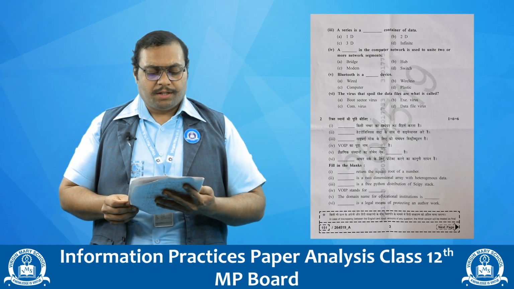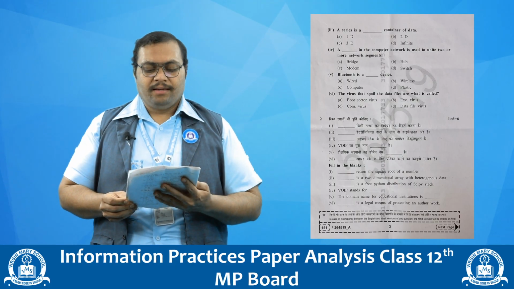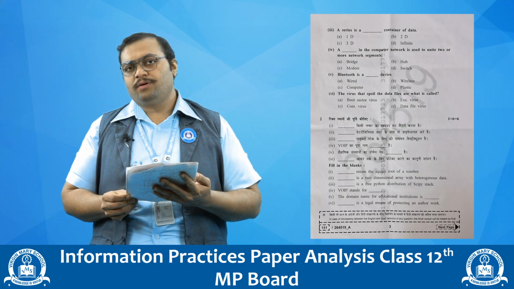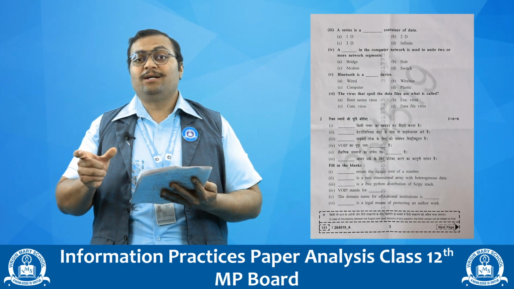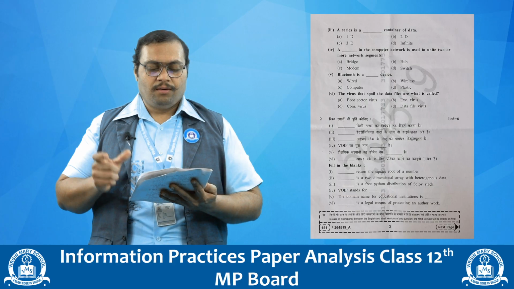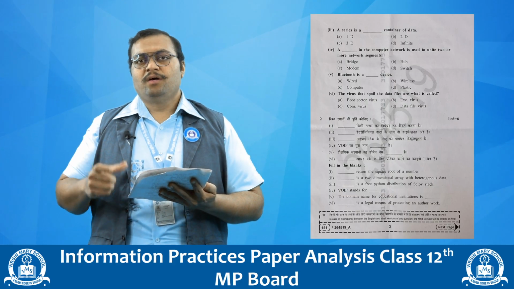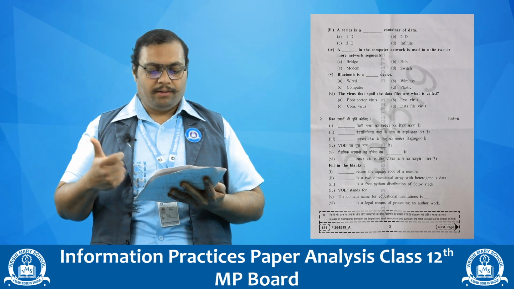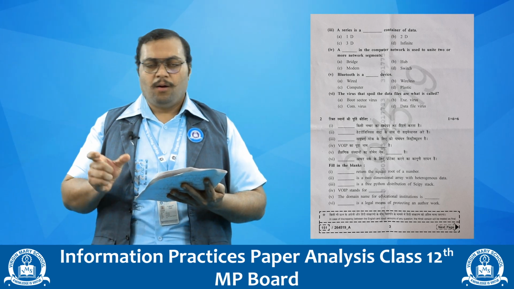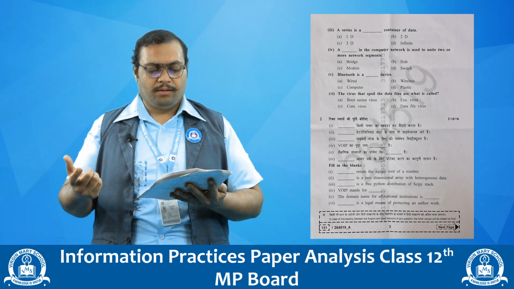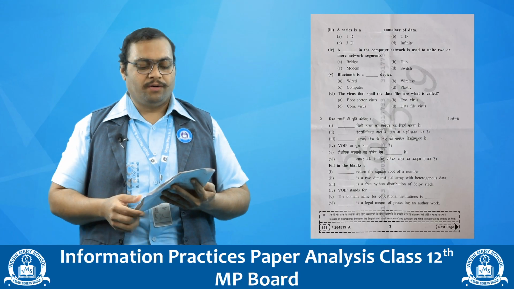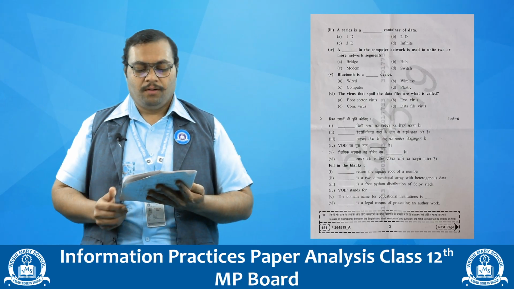Moving on to the fourth objective, a blank in the computer network is used to unite two or more network segments. We are talking about network segments. Bridge, hub, modem, switch. Obviously, hub is not used to connect, it is used internally. Modem is also used internally. Switch is same as hub. Bridge is used to connect two different networks. So the correct answer is bridge.